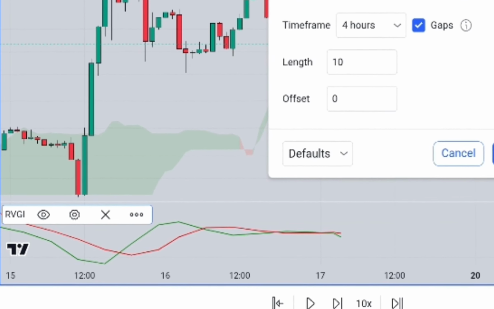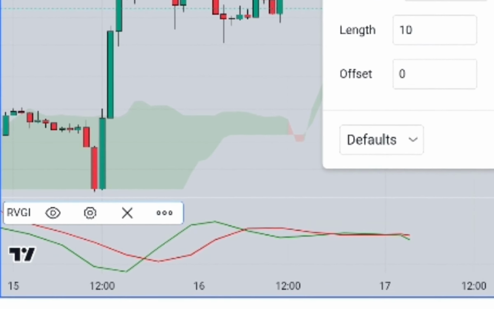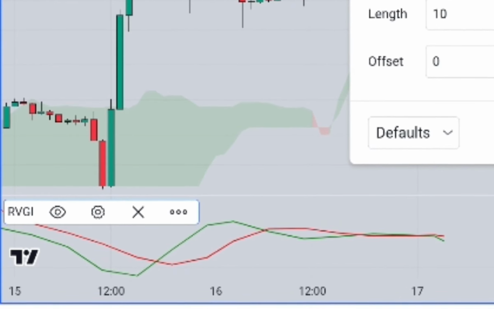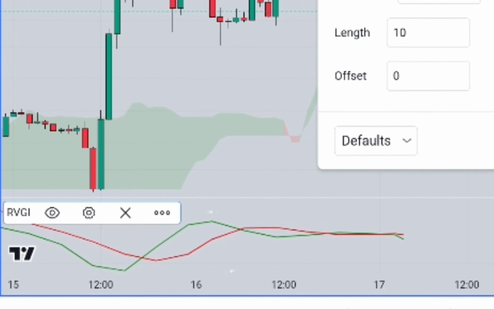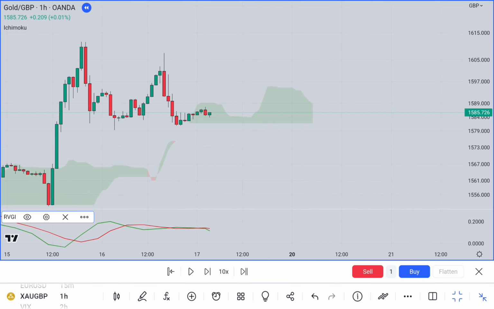Since I usually do scalping on a 15-minute chart, I changed this setting to 1 hour. In my super fast 1-minute trades, I set it to 3 minutes. In short, adjust this section to a few times higher than your trading time frame.